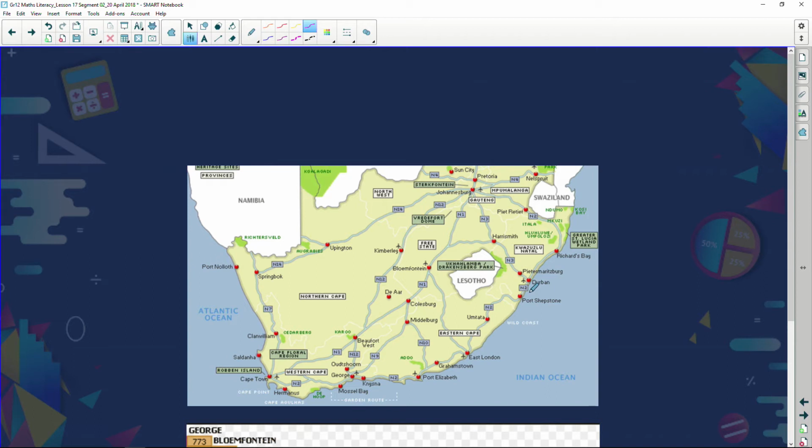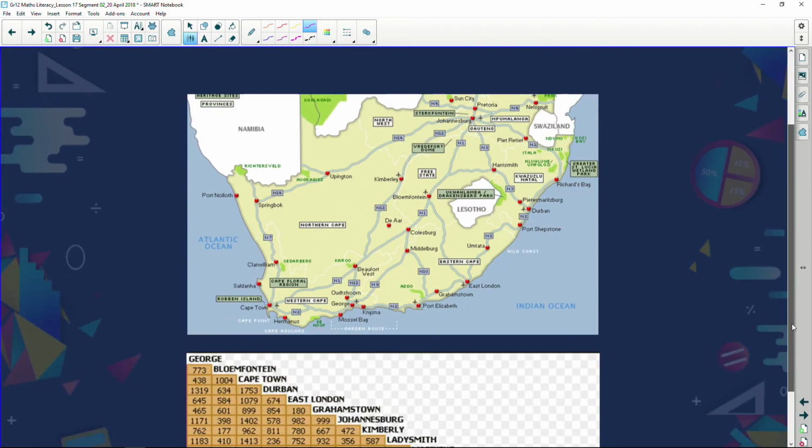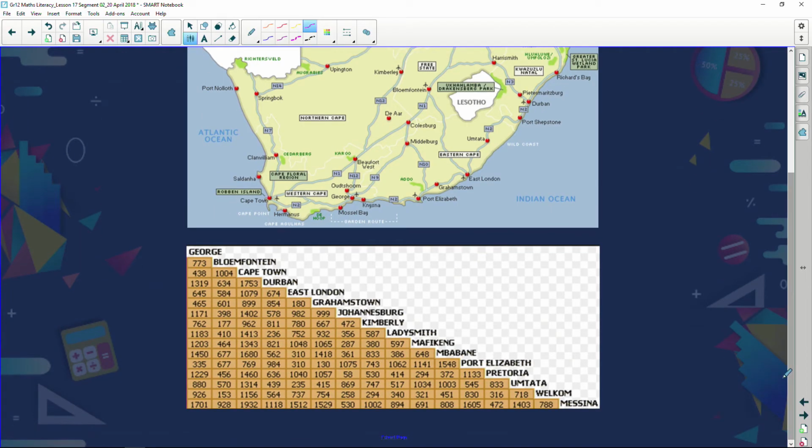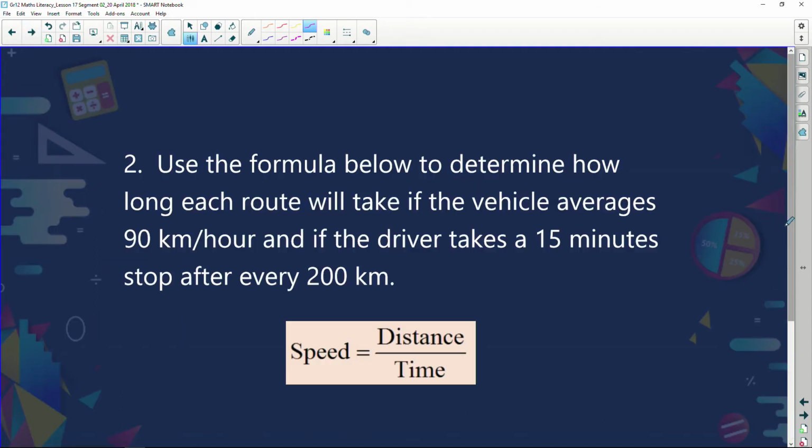Right. So we now need to say, well, how far is that trip? Well, when I look at it, I'm going Cape Town through Bloemfontein. Cape Town to Bloemfontein is 1,004 kilometers. Then, from Bloemfontein to Durban, here's Durban, we're going to hit it at 634 kilometers. When I add that up, I'm going to land up with 1,638 kilometers.